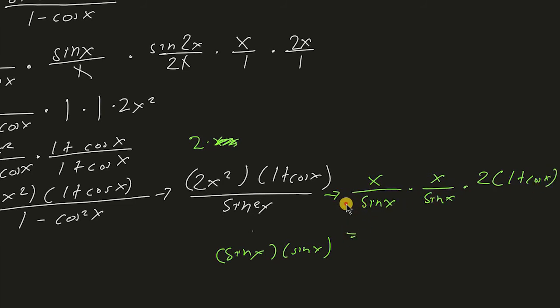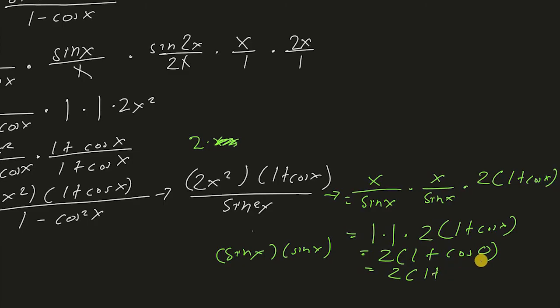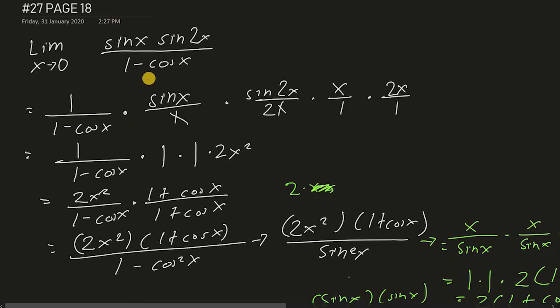Alright? So, ngayon, evaluate natin to. X over sine x, that's 1. X over sine x, that's 1. Times 2, 1 plus cosine x. Ngayon, pwede na natin itong evaluate. Ito, 1 times 1 times 2, that's 2. 1 plus cosine, substitute na natin yung 0 sa x natin. So, cosine 0, that's 1. 1 plus cosine 0, guys, is equal yan sa 2. So, 1 plus 1, that's equal to 2. 2 times 2 is equal to 4. So, 4 is the limit of this function, guys.